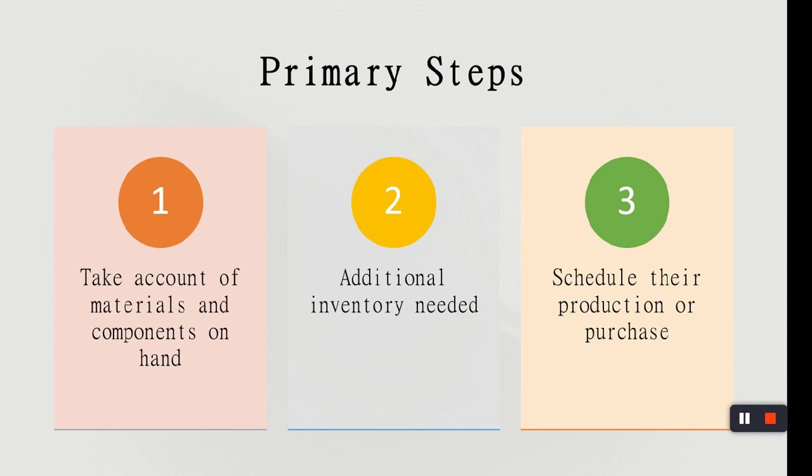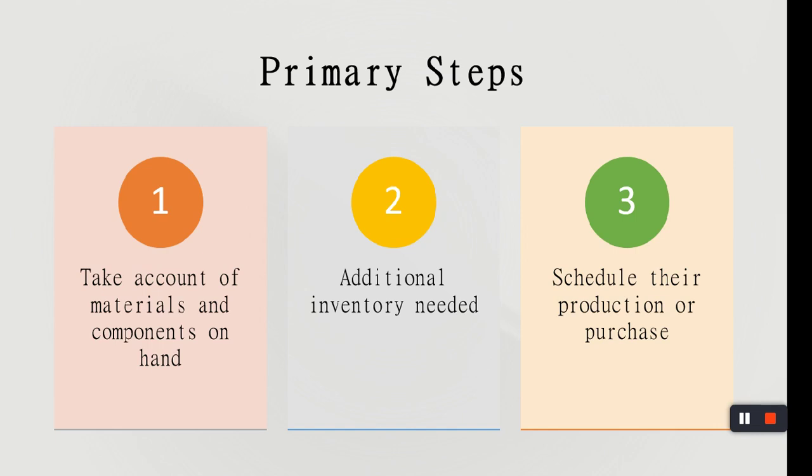Second is to determine additional inventory needed. For example, we just received an order that would require us to use 100 units of raw materials. And for step 1, we determined that instead of having 100 that is ready, we only have 20. We only have 20 units and we need 100. So step 2 is to determine how much additional inventory we need. In that case, we need 80 additional units.